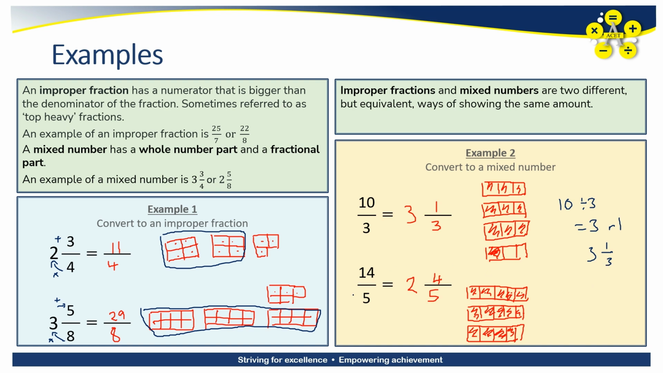Do the same for this final example down here, there's 14 fifths. If I was to do 14 divided by 5, I'd have 2 whole ones and there'd be a remainder of 4. So that means I've got 2 whole ones, 4 remainders, 4 what? Well, it's 4 fifths because our denominator doesn't change.